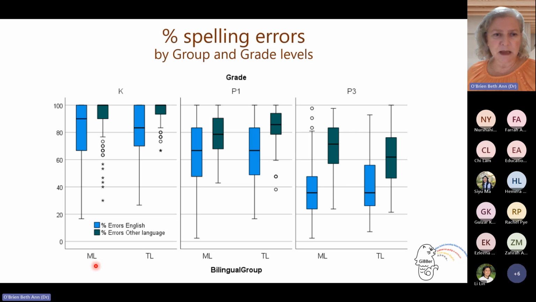So ML is Malay language, TL is Tamil language, and this graph is just showing the overall percent of errors across all the items that the children had. So in kindergarten, we see many errors. In Grade 1, they start to get better at spelling, and by Grade 3, they're doing pretty good. These are errors, so the higher the error rate, the worse the performance.